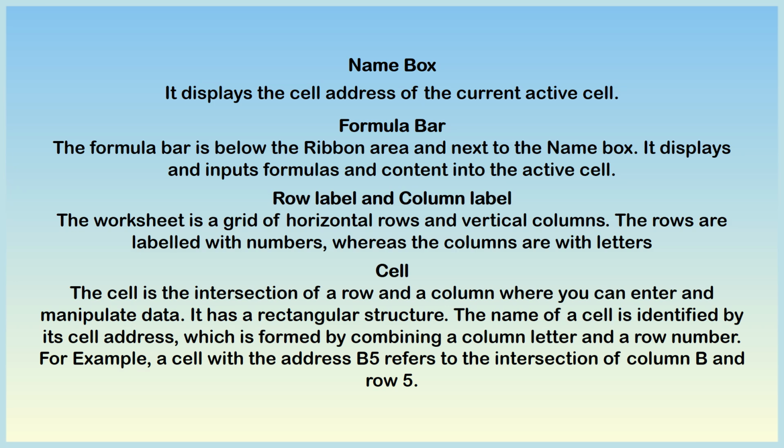Cell. The cell is the intersection of a row and a column where you can enter and manipulate data. It has a rectangular structure. The name of a cell is identified by its cell address, which is formed by combining a column letter and a row number. For example, a cell with the address B5 refers to the intersection of column B and row 5.